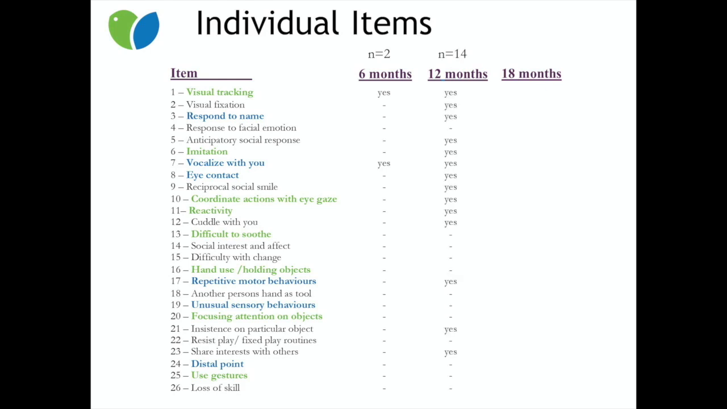When we looked at 12 months of age, there were 14 questions of the 26 that were able to differentiate between the 2 high-risk groups, so a nice variety of different behaviors.